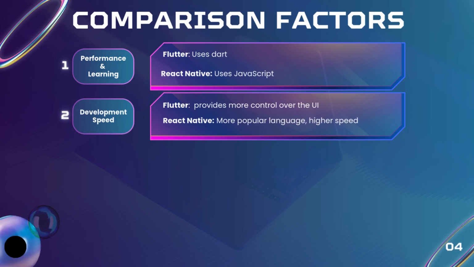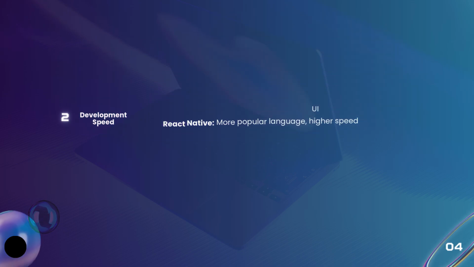Second, we have development speed. Flutter offers a rich set of pre-designed widgets, hot reload, and a highly customizable user interface. Flutter provides more control over the UI, which is great for custom and polished designs. However, it might take longer for developers who are not familiar with Dart to get used to it. React Native uses JavaScript, which most developers are familiar with, which makes the development process faster. React Native's hot reload feature also speeds up development.